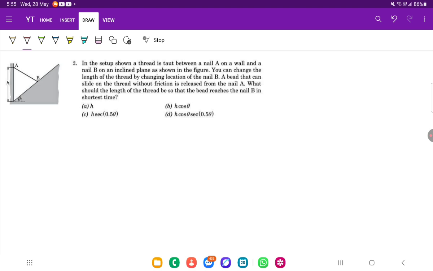A bead that can slide on the thread without friction is released from the nail A. What should be the length of the thread so that the bead reaches the nail B in shortest time?